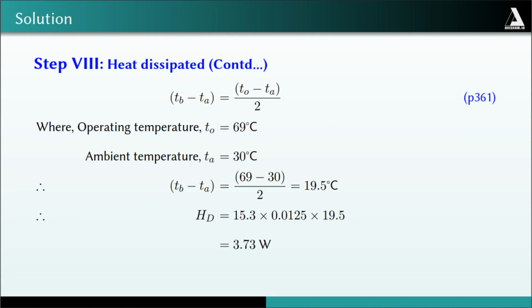Now TB minus TA equal to TO minus TA divided by 2. This is also from the data book, page number 361. Here, TO is the operating temperature, that is 69 degrees Celsius. TA is the ambient temperature, that is 30 degrees Celsius. Therefore, TB minus TA is obtained as 19.5 degrees Celsius. Substituting the values, we obtain HD as 3.73 watts.